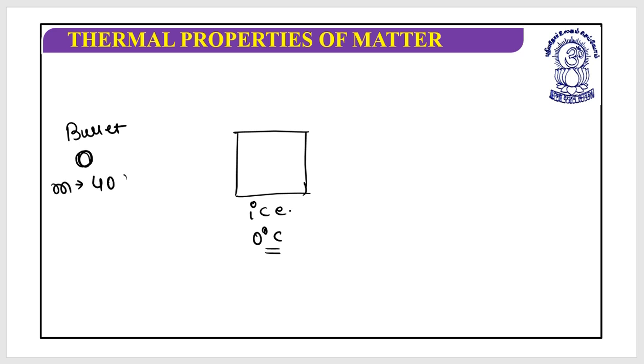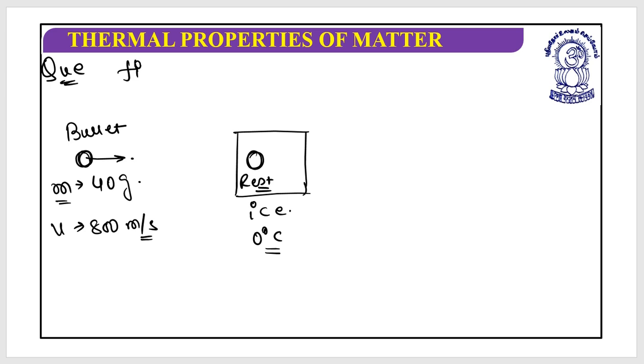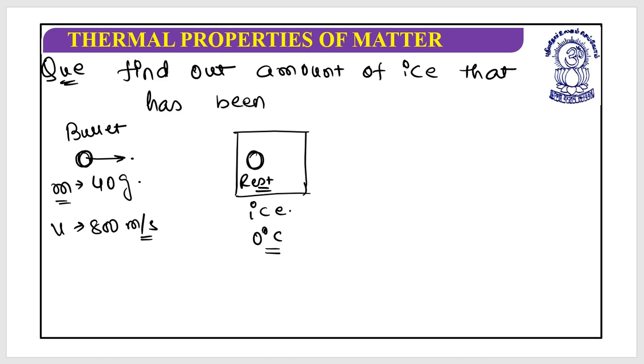The mass of the bullet is 40 gram, and it is moving in this direction with a velocity of 800 meter per second. If this bullet reaches this point and comes to rest over here, the question says to find out the amount of ice that has been melted. So this is the requirement.